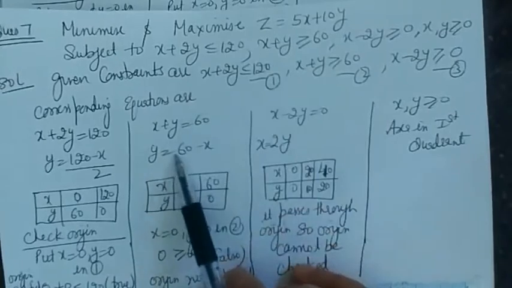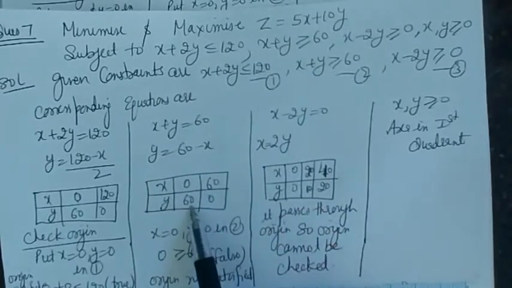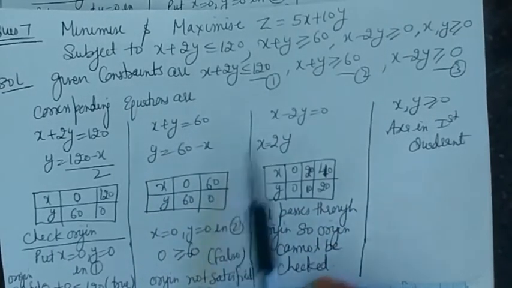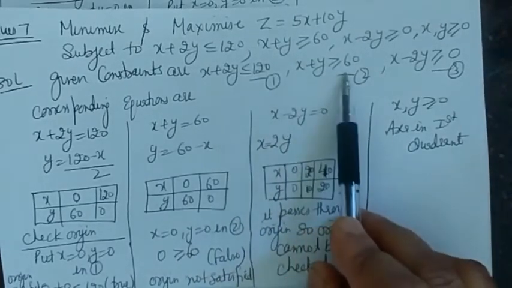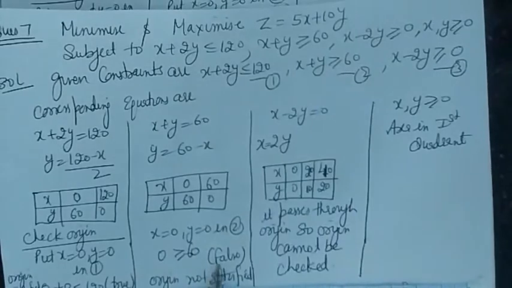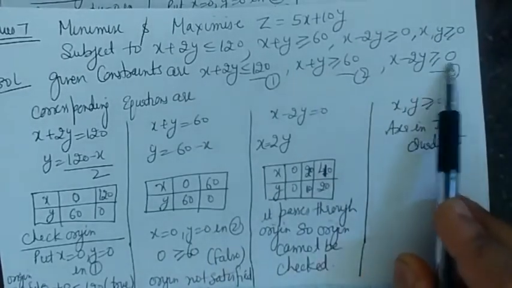For this, y is 60 minus x, two values: x 0, y 60; y 0, x 60. Now let's check the origin. 0 plus 0 greater than or equal to 60. Is 0 greater than or equal to 60? No. So origin is not satisfied for this second inequation. For the third one, x minus 2y greater than or equal to 0.